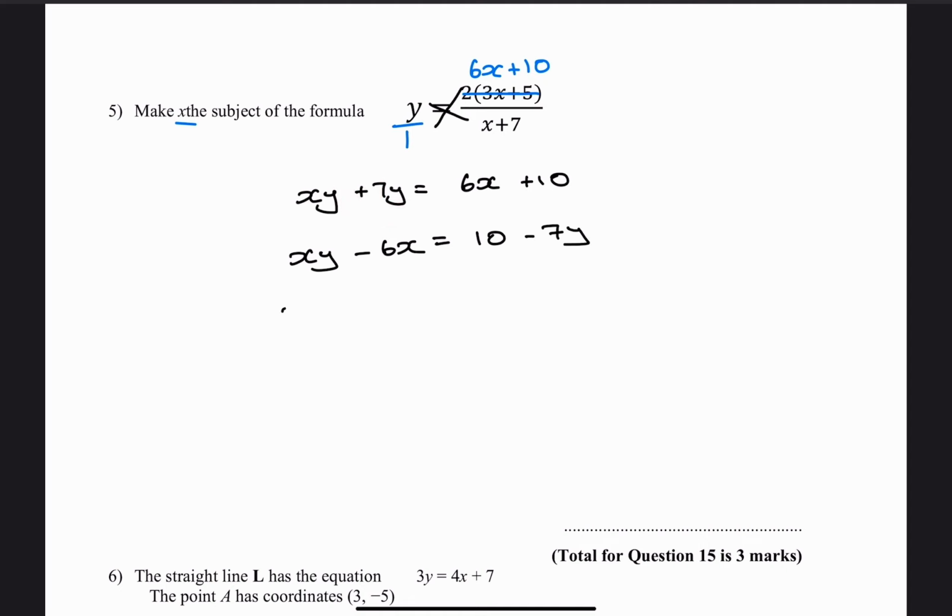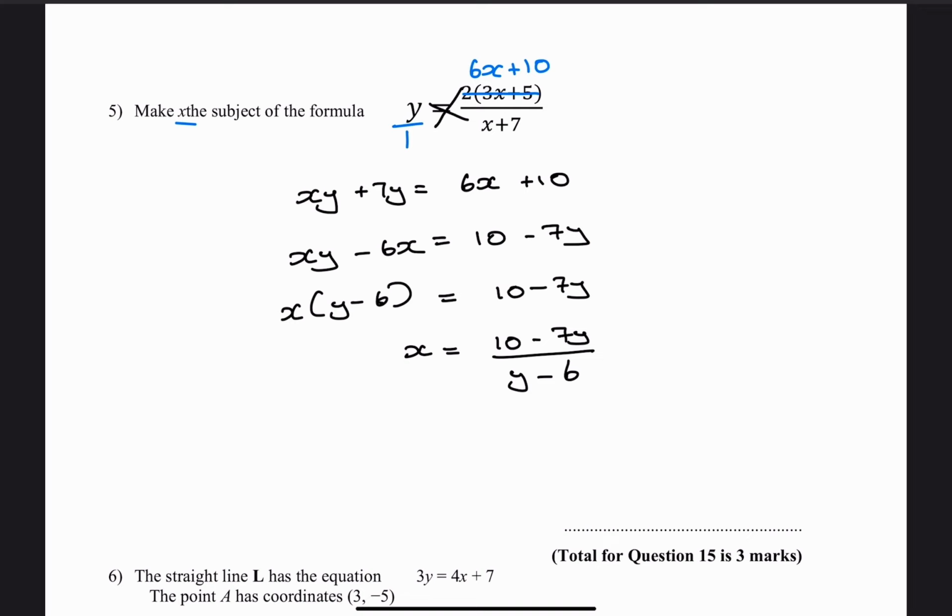Let's factorize it. X is taken out. That will obviously make it y minus 6 equal 10 minus 7y. Then of course x is equal to 10 minus 7y over y minus 6. That's my answer. Okay.